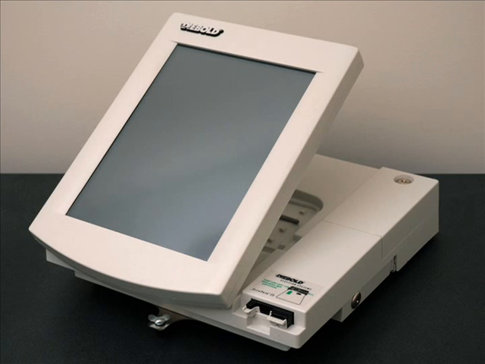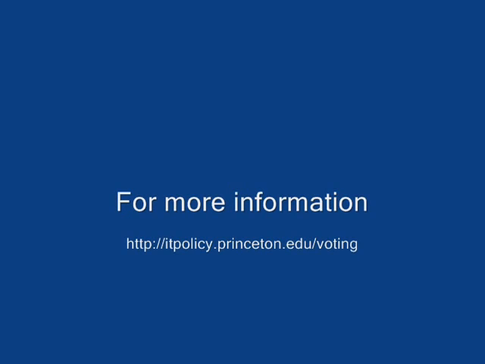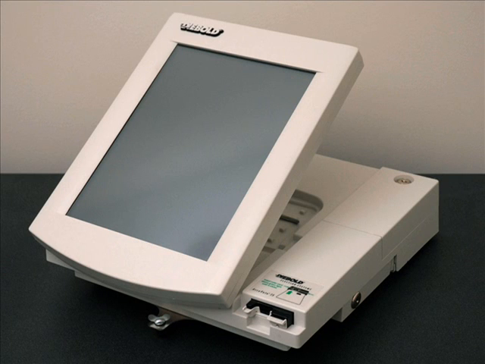This is a Diebold AccuVote-TS electronic voting machine, of the type used in elections in several U.S. states. We studied this machine in our laboratory at Princeton University to evaluate its security and its suitability for conducting elections. The detailed results of our study, including a full technical paper, are available at itpolicy.princeton.edu/voting.